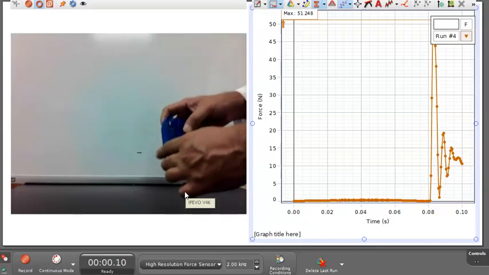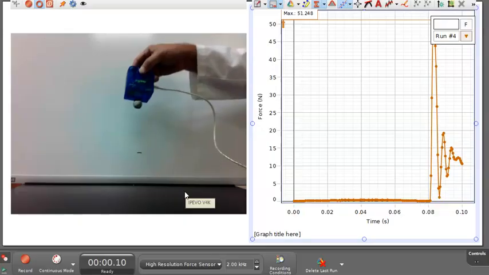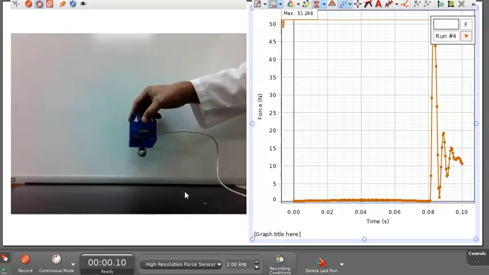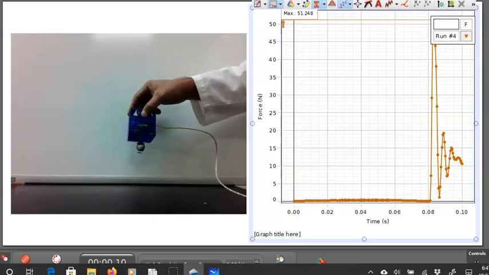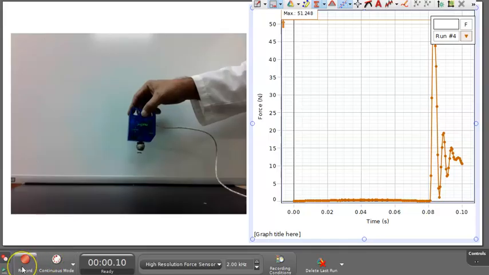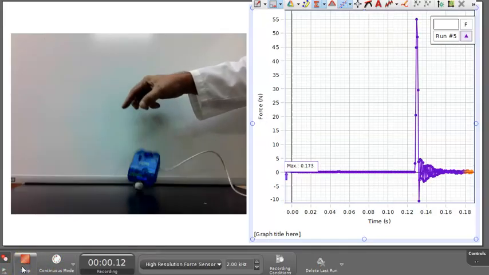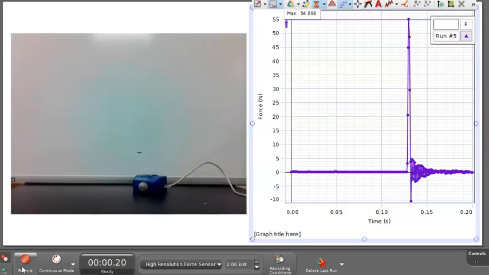Okay, so one more time. Zero the sensor, place it at the right spot, and start recording. There we go. We actually got a piece of data. To be honest, I'm not really that happy with it. I'm going to do one more experiment.